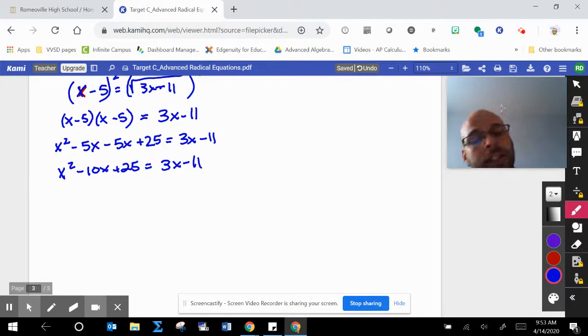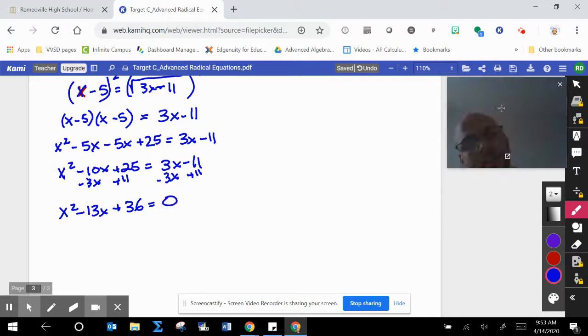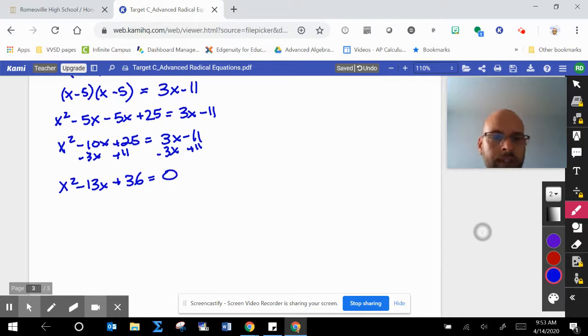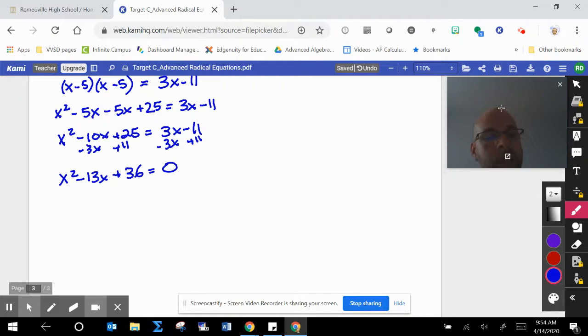Get everything to the same side as the quadratic. Minus 3x, plus 11, plus 11. So I have x squared minus 13x plus 36 is equal to 0. Right? So now it comes to the point where we need to factor. We need to solve this quadratic. So I have something that is familiar, right? A quadratic, we all know how to solve.